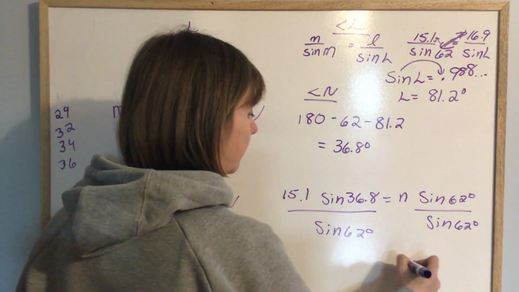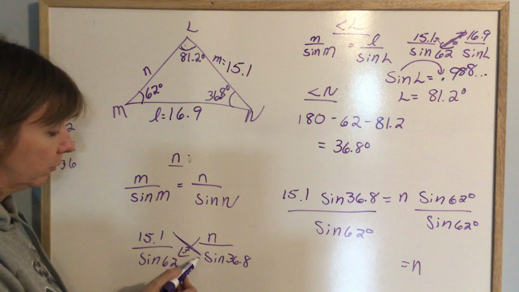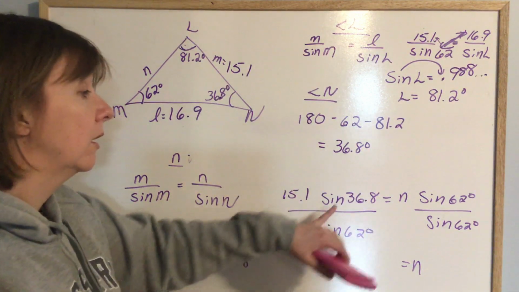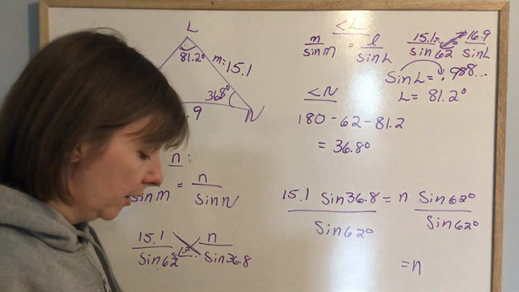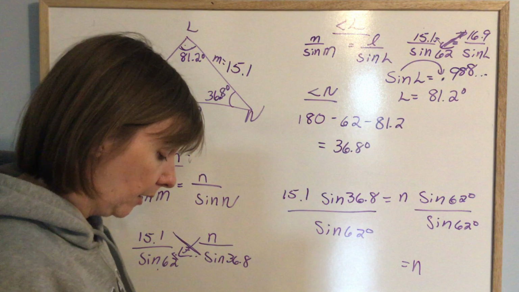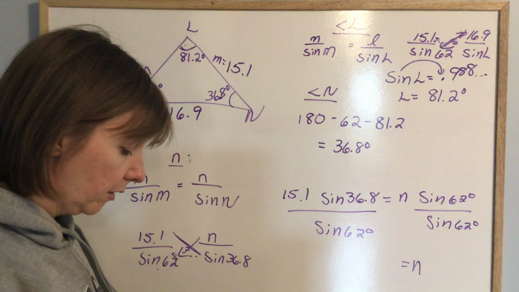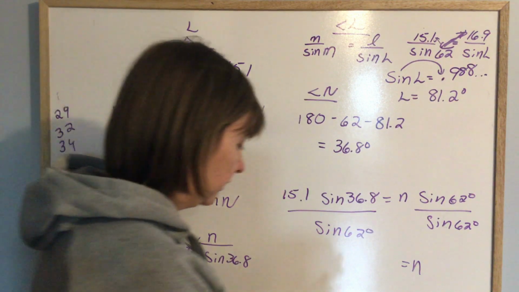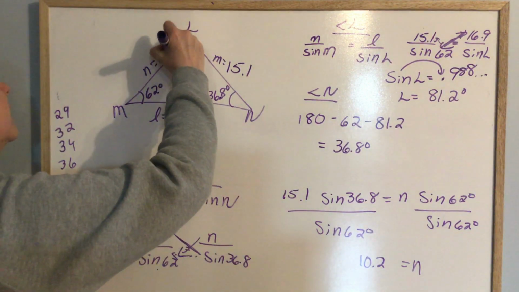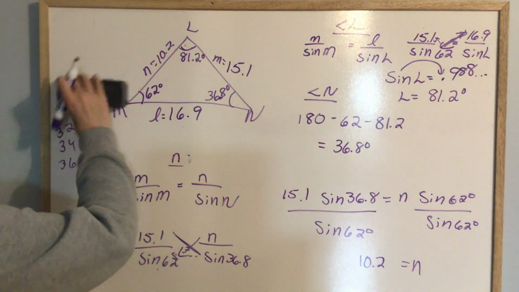Now I wrote out all the steps, but again, I could have just cross multiplied 15.1 times sine of 36.8 and then divided by sine of 62. I end up doing the same thing here. I'm just showing the work. So 15.1 times sine of 36.8 divided by sine of 62, I get 10.2. So n is 10.2.